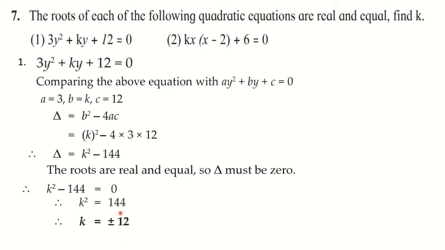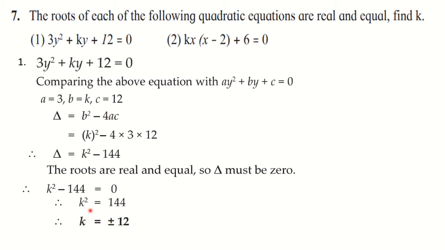So here k square is equal to 144 written. So k is equal to plus or minus 12. This is important. Every square has two roots. One is positive and other is negative. So if you are not writing this plus or minus, you are going to lose the marks. Okay, so here value of k is 12.